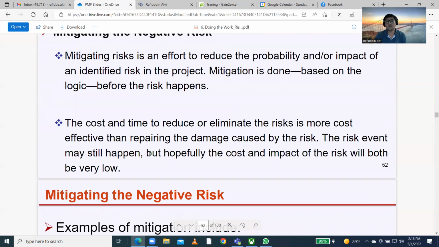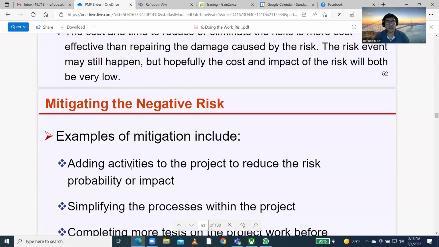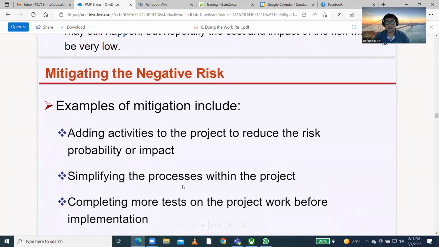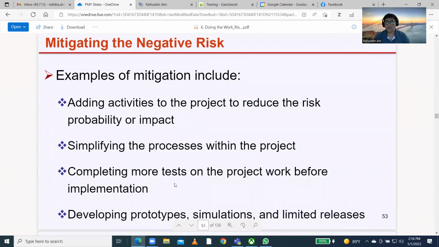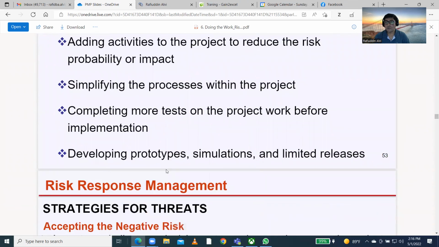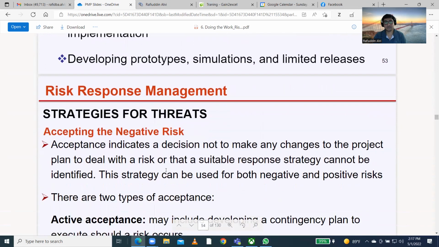The cost and time to reduce or eliminate the risk is more cost effective than repairing the damage caused by the risk. It means if you spend some money preventing that risk, that is more effective than waiting for the risk to happen and then spending money. So examples are adding activities to the project, simplifying the process within the project, completing more tests, developing a prototype simulator, like we have seen Monte Carlo analysis and risk matrices, what we have seen in the previous slide.